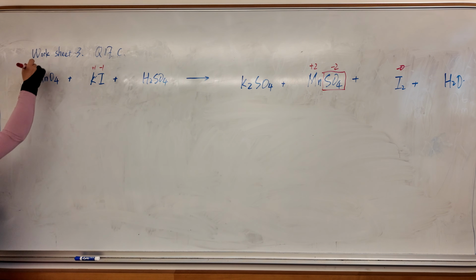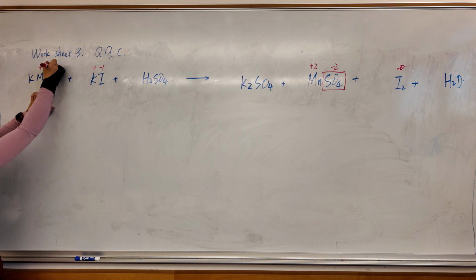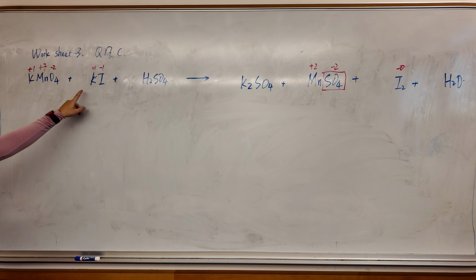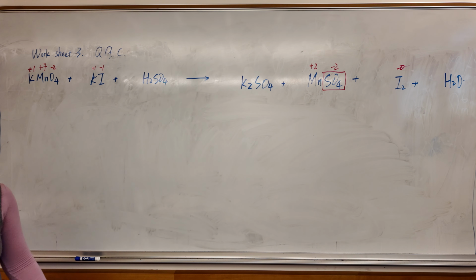We just did it today. +7, because each oxygen is -2. Potassium is +1, so manganese is +7. Okay, so manganese is gaining electrons. Iodide loses electrons to form iodine. That's how you know which part you should write.